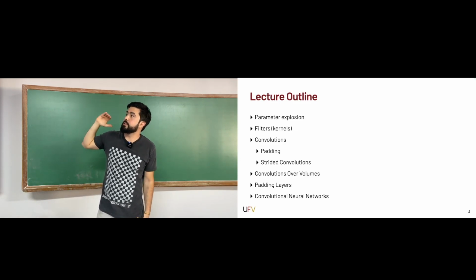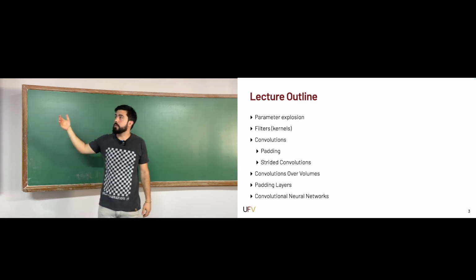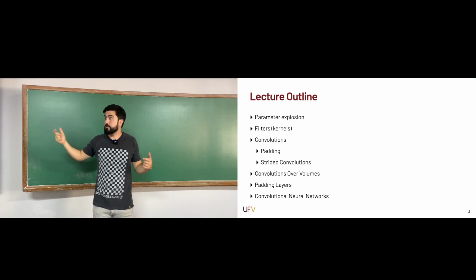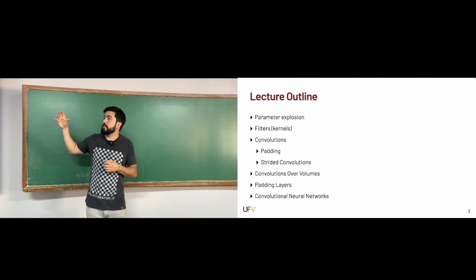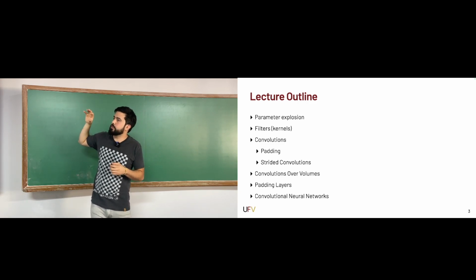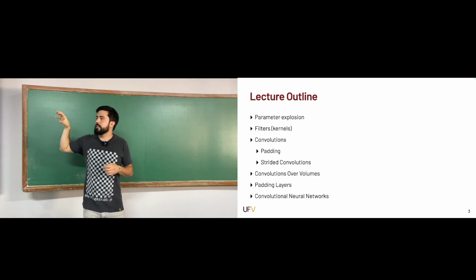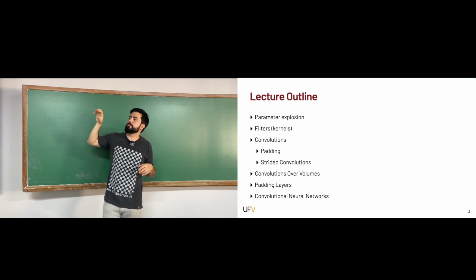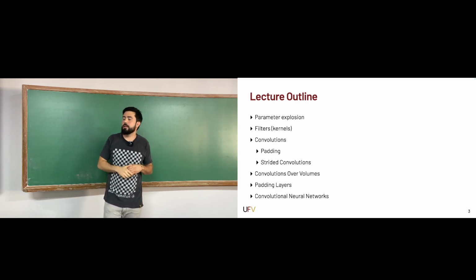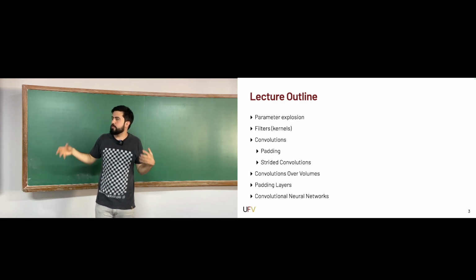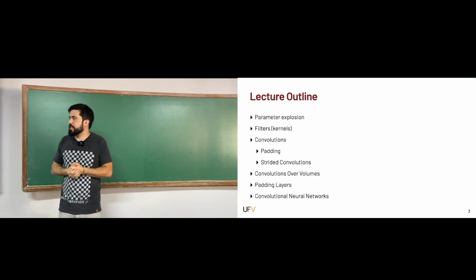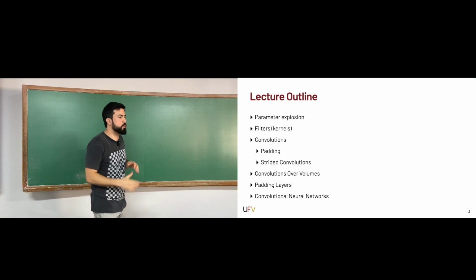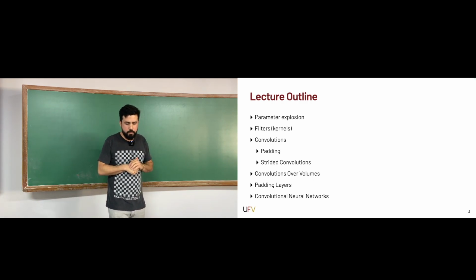So for today, as I said, we have a lot to talk about. First, I'm going to motivate convolutional neural networks from this perspective of the number of parameters that you have in a neural network when we are dealing with images. Then we have to define what filters are to define what convolutions are. And then we're going to see different types of convolutions, padding and strided convolutions. Then we're going to see convolutions over volumes, how to put padding layers in your network, and at the end we're going to see a full convolutional neural network for image classification.